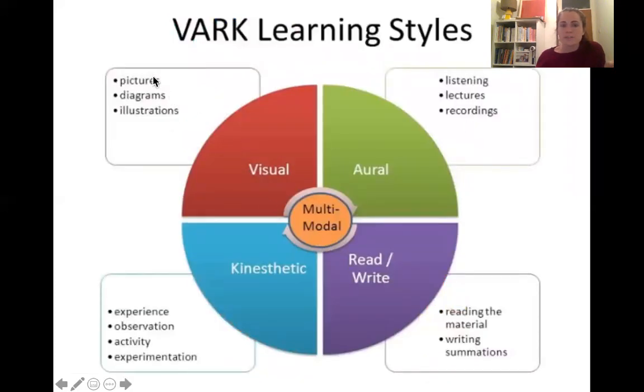So visual learners need pictures and diagrams and illustrations. Oral learners or audio type learners need to listen to lectures or podcasts. Reading and writing type people, the PowerPoints might be a starting point, but you really need a textbook because you need to actually read full texts. Other people need to get involved in the activity, maybe do quizzes or group activities or just get in and run a consultation. So there are different types of learning styles.